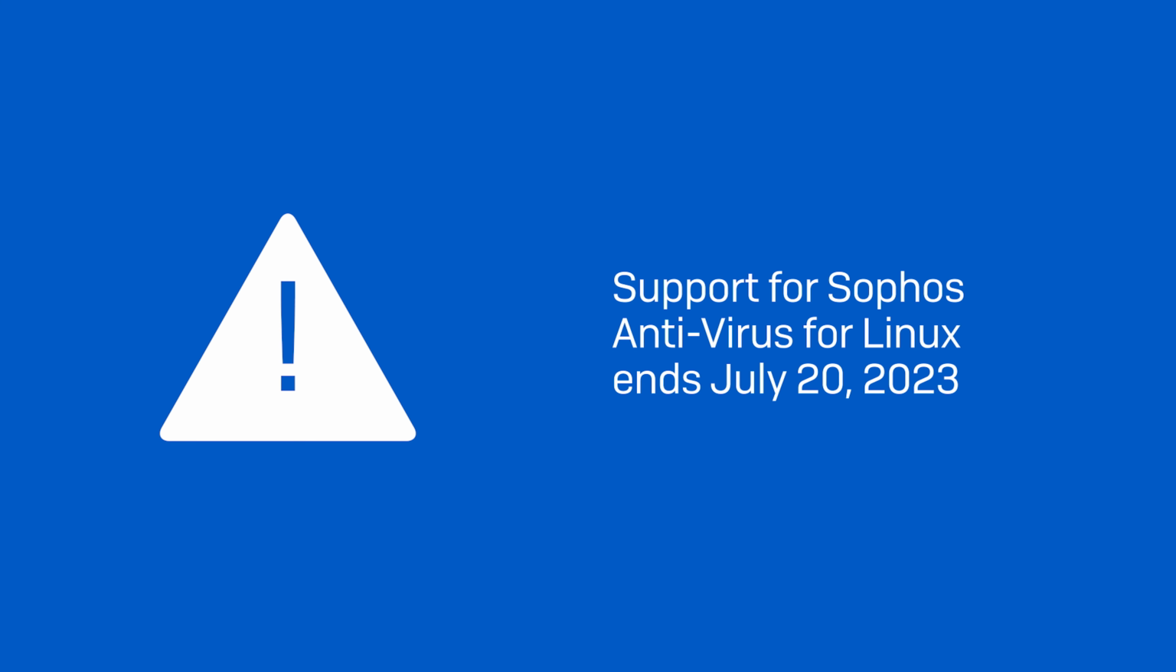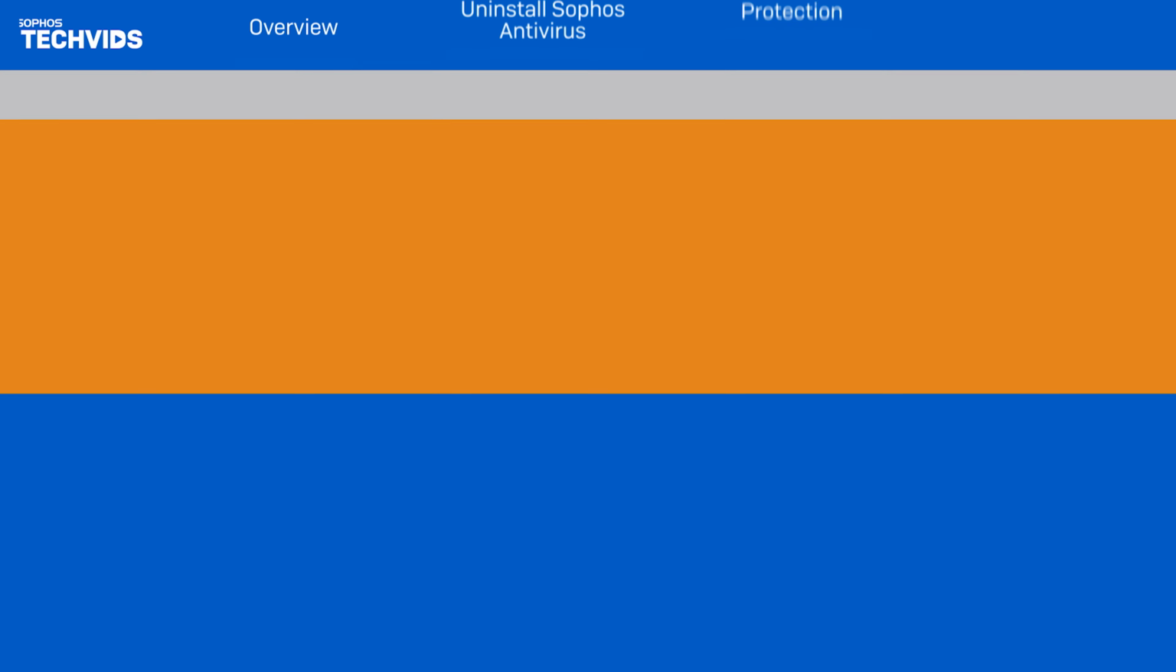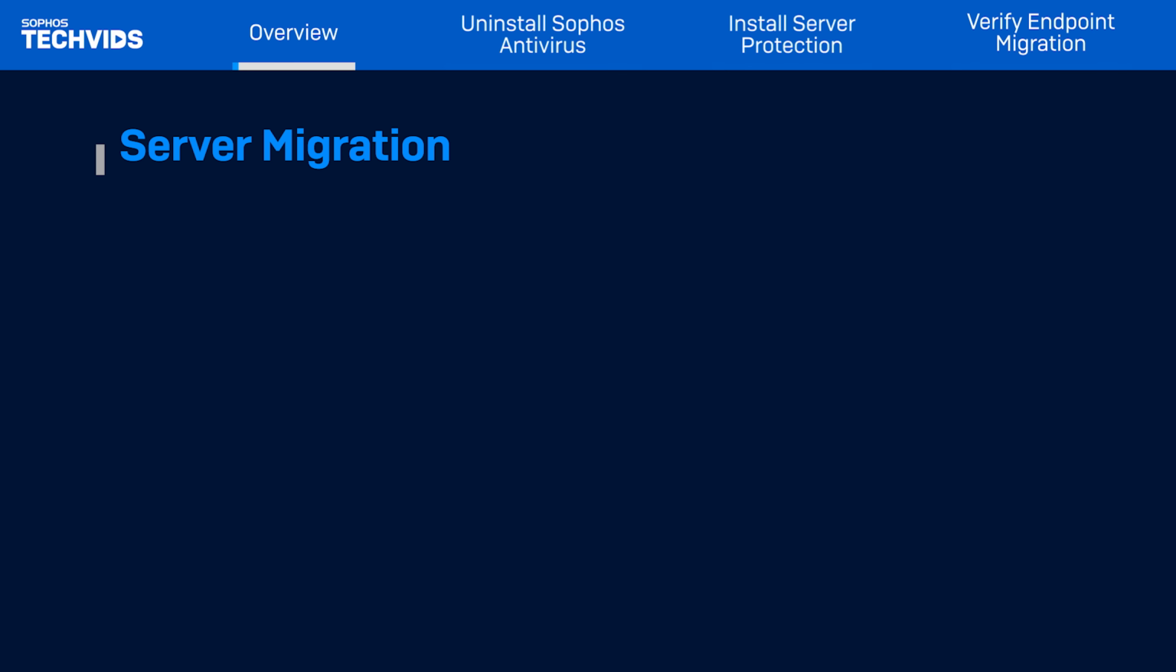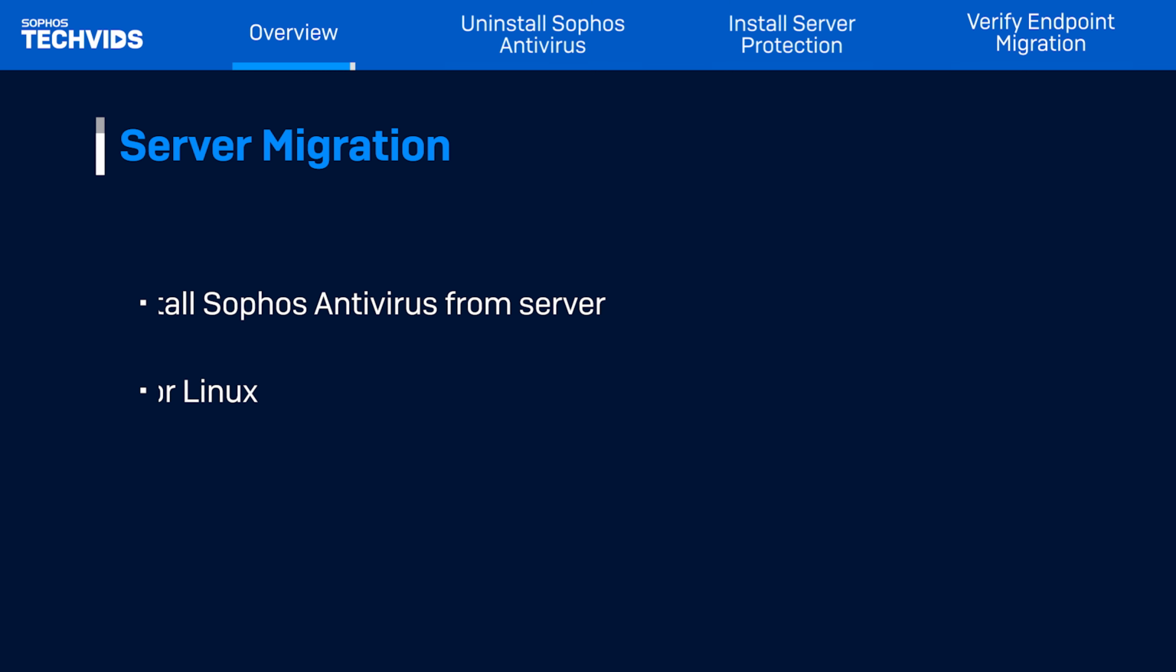Please note that Sophos Antivirus for Linux will no longer be supported after July 20th, 2023. Make sure that you migrate your Linux endpoints before this date. To complete the endpoint migration, we will need to uninstall Sophos Antivirus from the server, install Server Protection for Linux, and then verify the migration in Sophos Central.